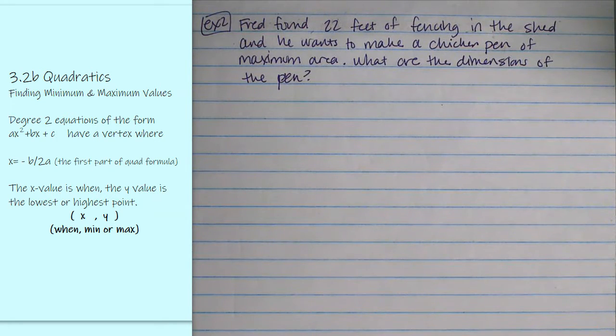Fred found 22 feet of fencing in the shed, and he wants to make a chicken pen of maximum area. What are the dimensions of the pen? First, I want you to pause the video and write down the key bits of information, including a picture. Again, I don't want you to just watch me work the problem. I want you to try to work it on your own and see what bits and pieces you can come up with by yourself. So if you haven't already, please pause the video, write down the key points, and draw a picture.